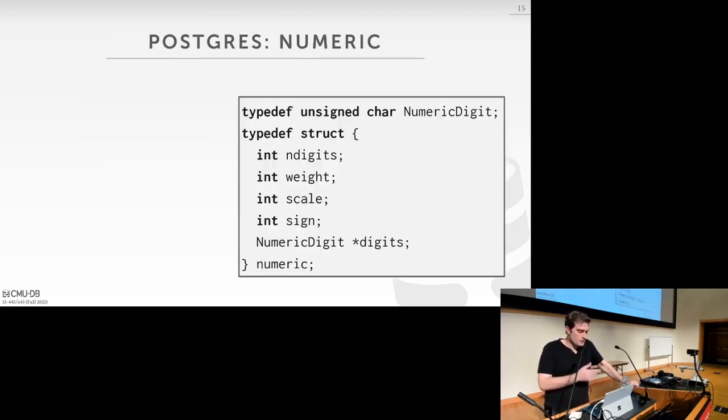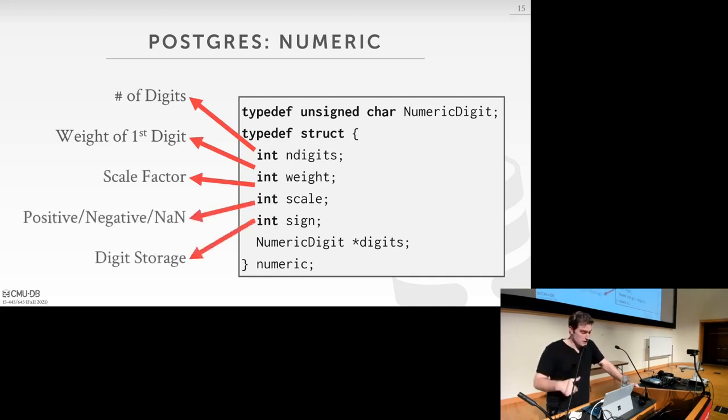So just as a few examples, we'll look first at what Postgres does to implement their numeric data type. This is the struct that they specify in their code. We can look at the different pieces. Basically, you start out with the number of digits that you have in your numeric data type, the weight of the first digit, the scale factor, whether it's positive or negative or a NaN, and then the actual digits themselves. So that's the last piece there.